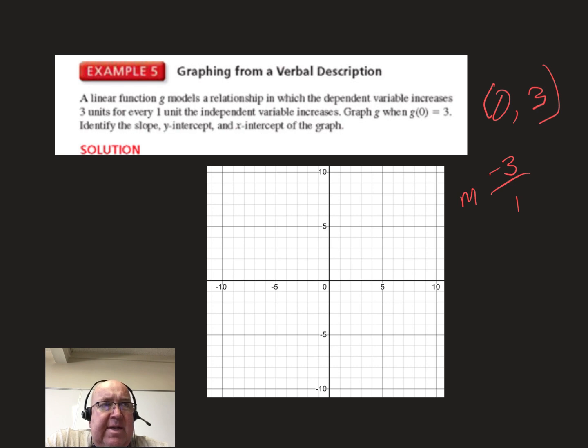Identify the slope and the y-intercept. So we have the slope and the y-intercept. The slope is -3. The y-intercept is 0, 3. So we're going to start with that y-intercept, put a mark there, and go down 3 over 1, down 3 over 1. Our line's going to go through those points and continue on, changing by 3 every time.